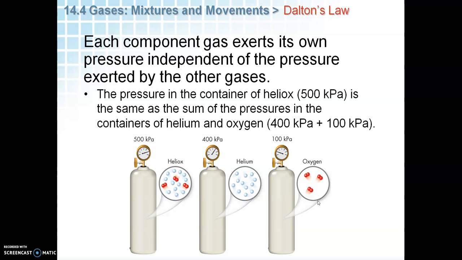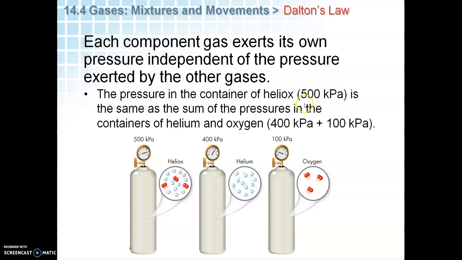So here's an example they use with diving gas mixtures. Deep divers can't use nitrogen and oxygen because the pressure has to be too high and they get nitrogen narcosis. The nitrogen diffuses into their bloodstream, gets in their brain, and makes them kind of like drunk, which is not good when you're deep underwater. So they use a mixture of helium and oxygen instead called heliox. So you have a heliox mixture in your little air tank that's at 500 kilopascals, about 5 times normal air pressure.